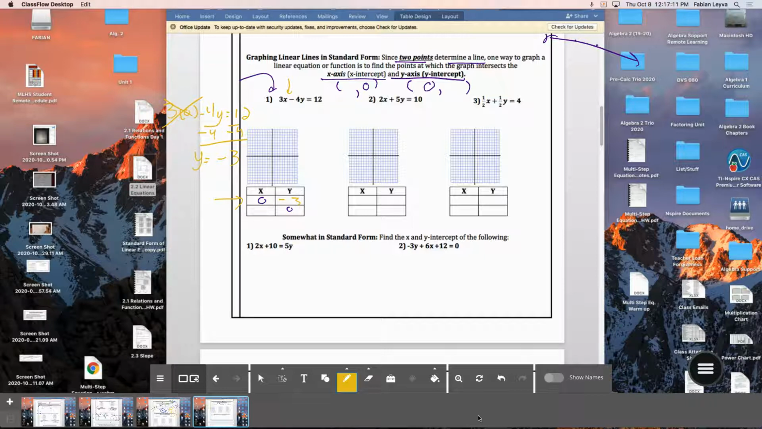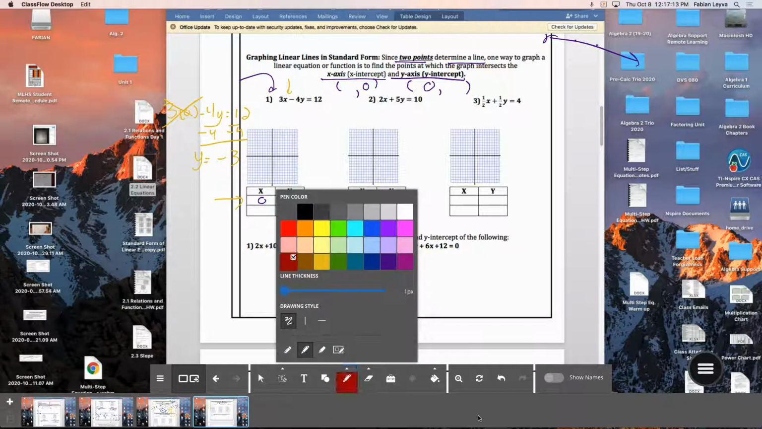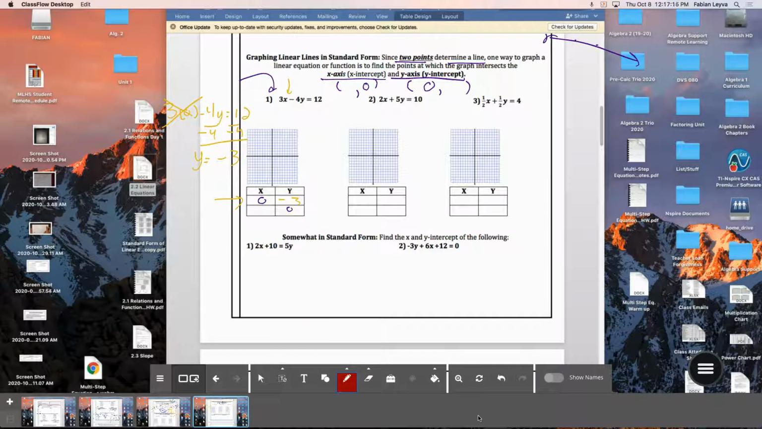So let's go on and find our x-intercept. In order to find the x-intercept, you have to put a 0 in for the y and then solve for x. So here is my y. I'm going to plug in a 0 just by writing over it. I can see that negative 4 times 0 is 0. You end up with 3x is equal to 12. Divide by 3 on both sides, x is equal to 4.